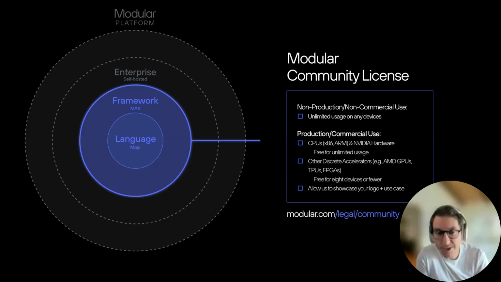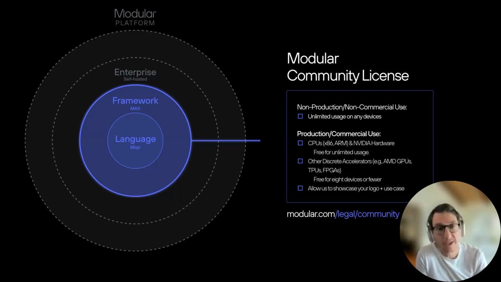So for non-production, non-commercial use, you can do anything with Max and Mojo. You can build anything. You can do anything on any device that you want to develop on. For production use cases and commercial use, you can do anything on CPUs and you can do anything on NVIDIA hardware. So that means you can take our infrastructure and write and develop anything that you want on those platforms using both Max and Mojo.